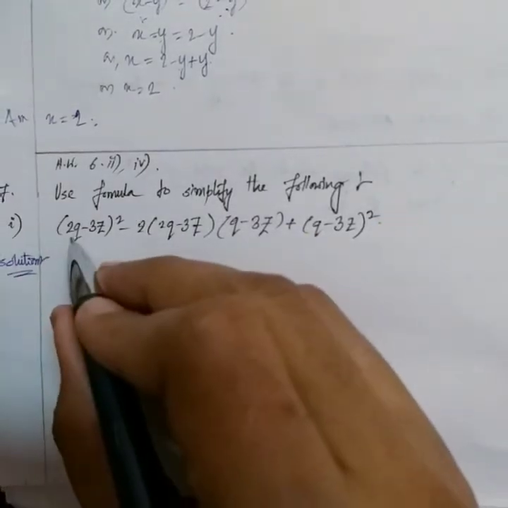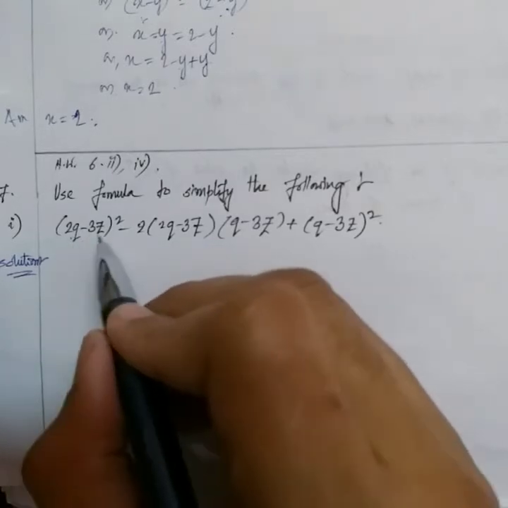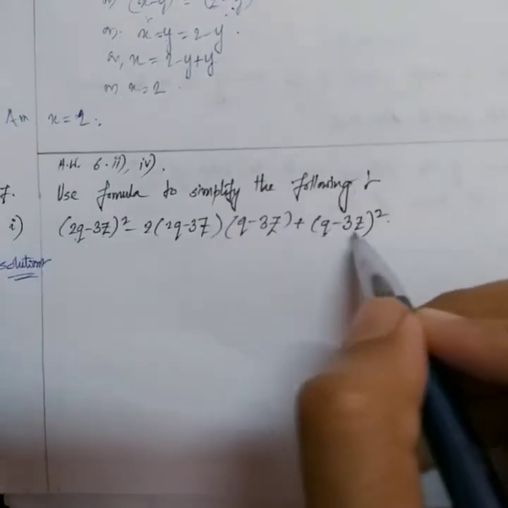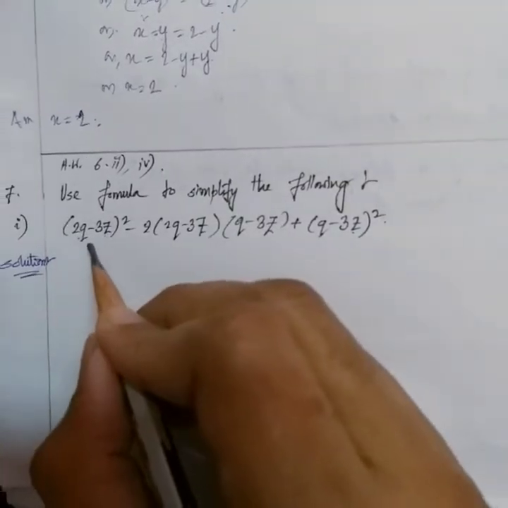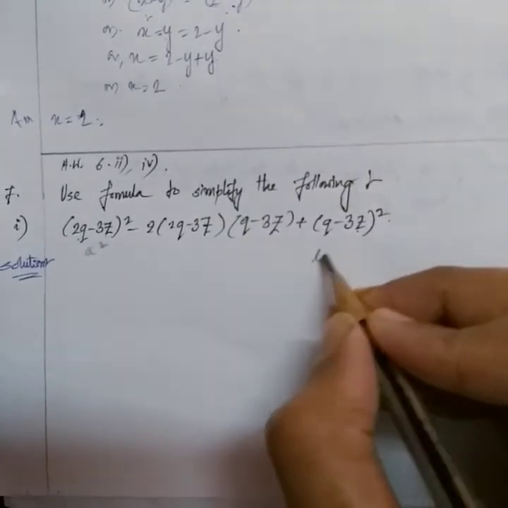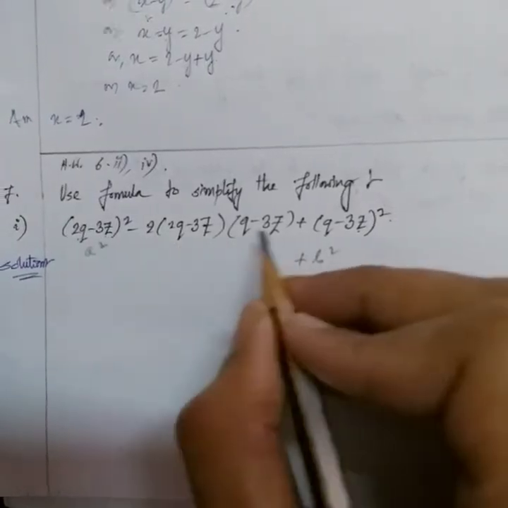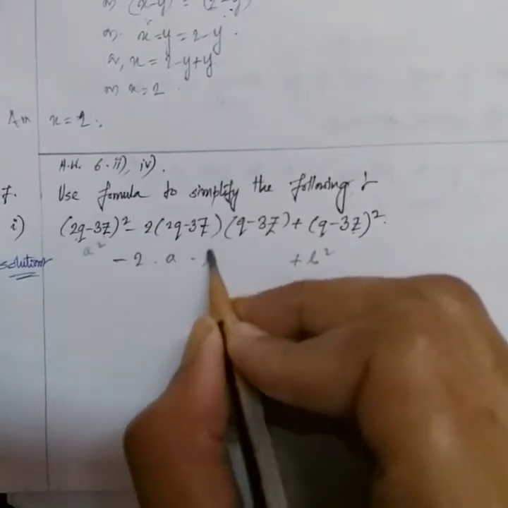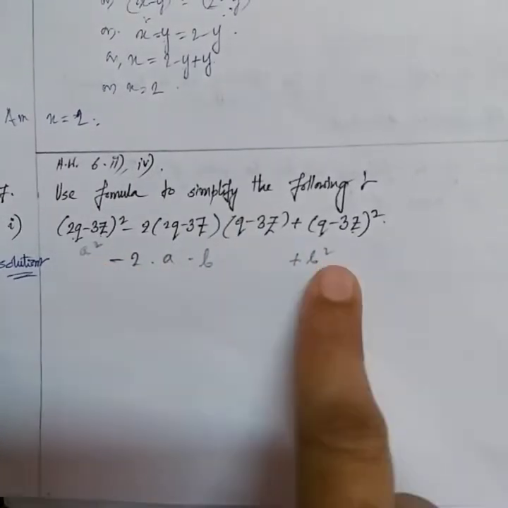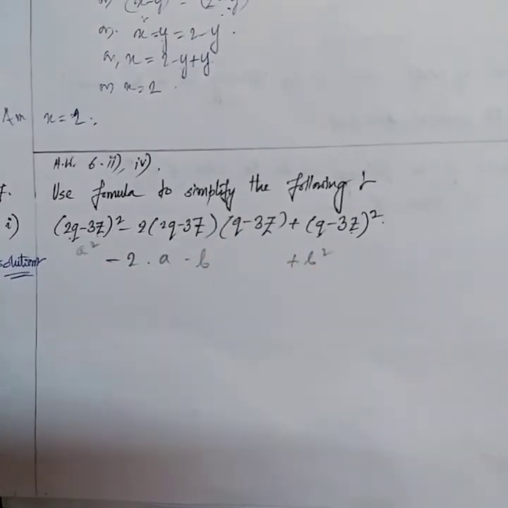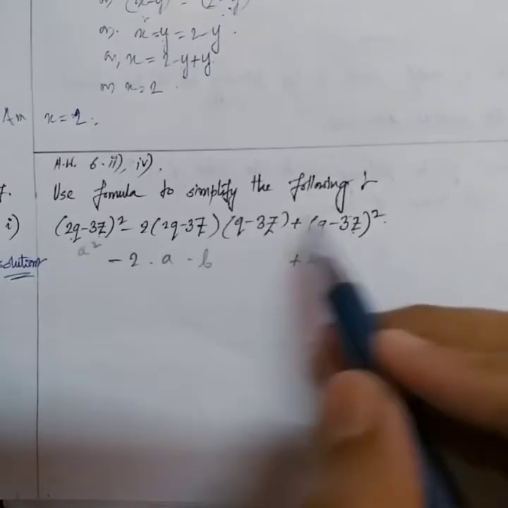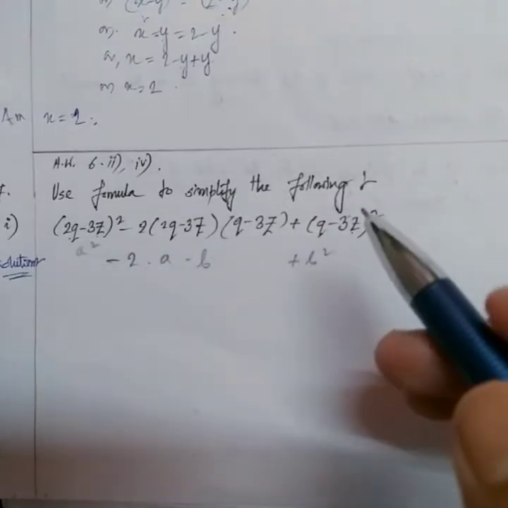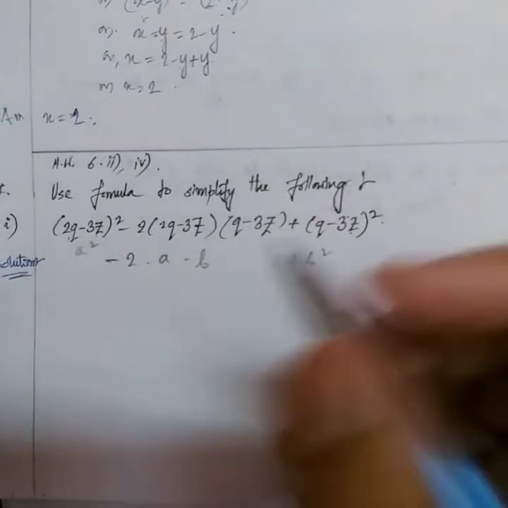Now you can see that this thing, 2q minus 3z, behaves like the a, and this q minus 3z behaves like b. If I write with a pencil, you can see that this is our a square, this is our plus b square, and in the middle you have got minus 2 into a into b. This thing I am writing for your understanding only. While copying, copy only the sums from the PDF that I shall upload later. As you can see, this is our a square, this is our b square, and this entire expression is taking up the form of (a minus b) whole square. So we can use that formula.